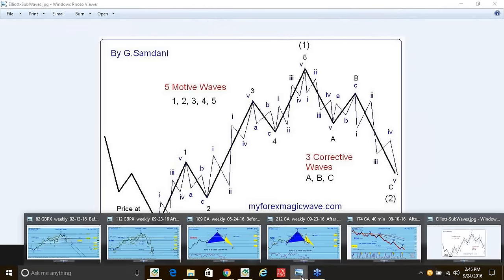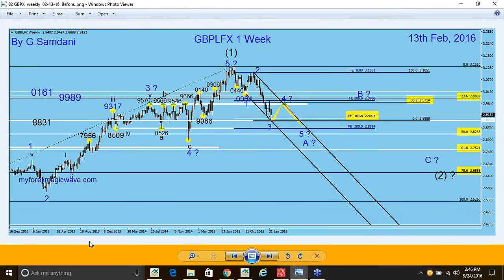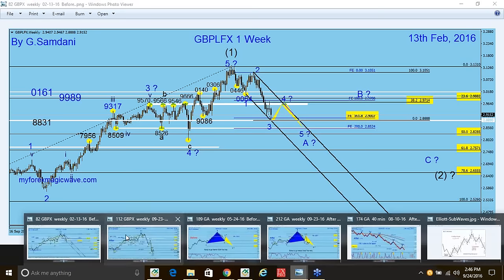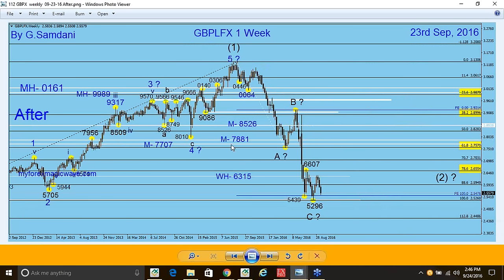And if you pay attention here, this is exactly what I was showing: after 1, 2, 3, 4, 5, wave 1, right? Then A comes down to this band here, this congestion area, then goes back up for B, and then comes down for C, right around here, 78% or lower. So what happened to this chart as of now? Look. We came down for A, exactly the same area, then we went up for B.